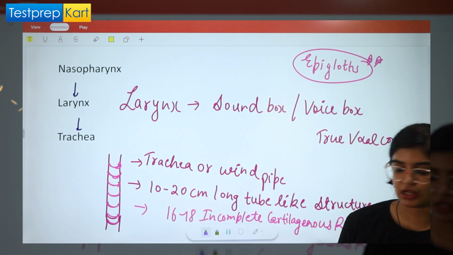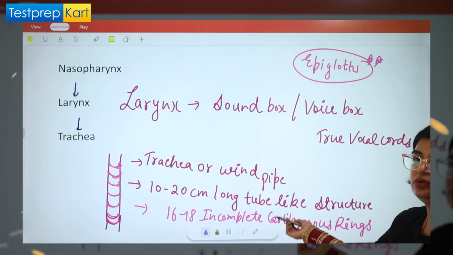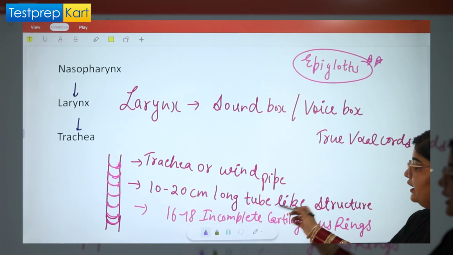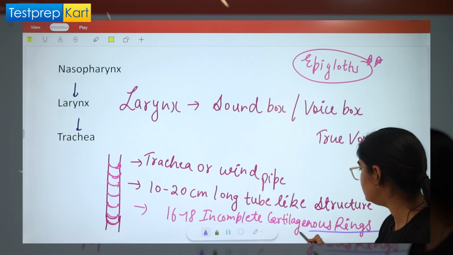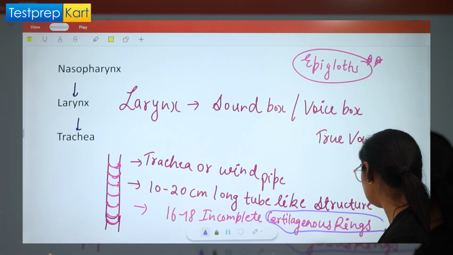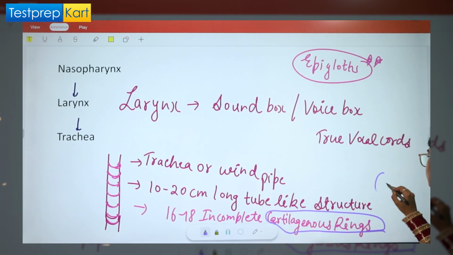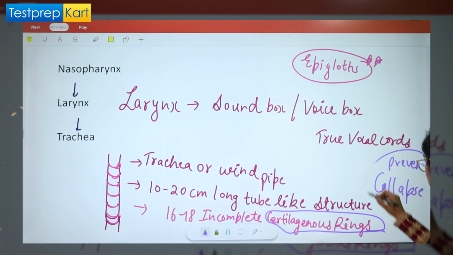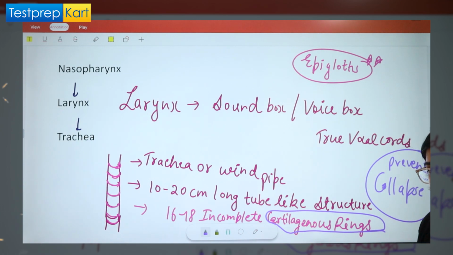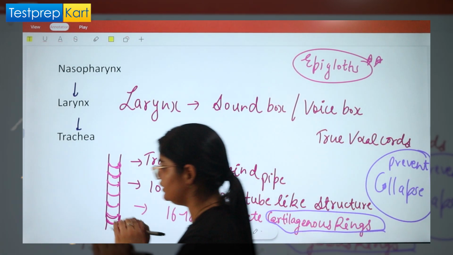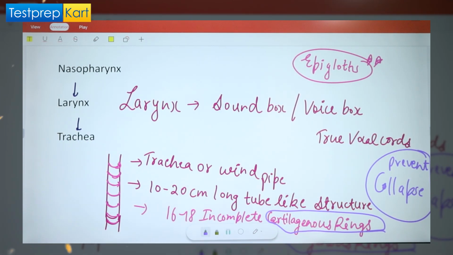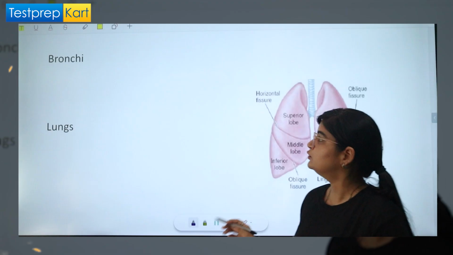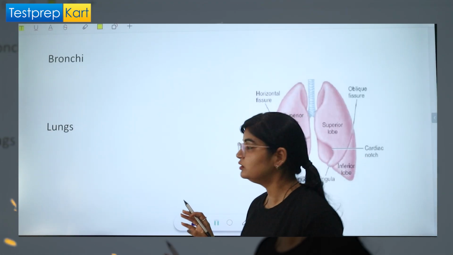It is meant for the conduction of air. It is a 10 to 20 centimeter long tube, and it is covered by incomplete cartilaginous rings, and these cartilaginous rings prevent collapse, so that the air which is inhaled doesn't collapse the tube, and it maintains the proper space, right? So that the air can enter inside our trachea. So till now we have discussed the trachea.